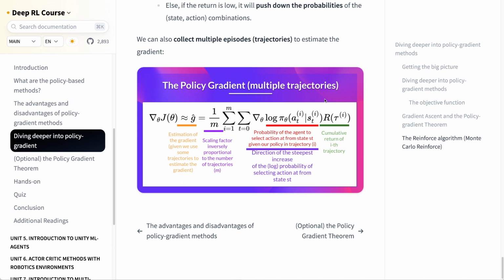Awesome. So we have the estimation of the gradient. Given we use some trajectories to estimate the gradient, we have the scaling factor inversely proportional to the number of trajectories. And then we have this probability of the agent, and we have that as log probabilities. And this is the cumulative return of the ith trajectory. Awesome.